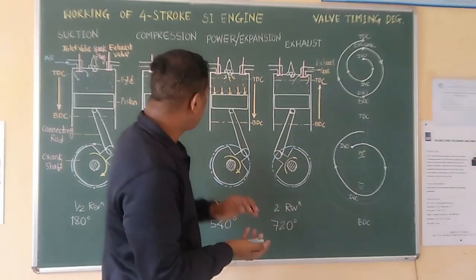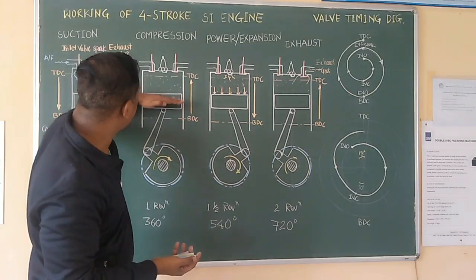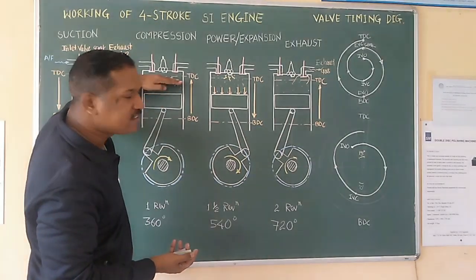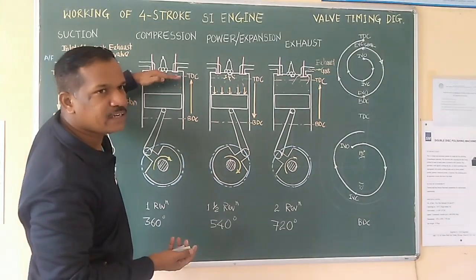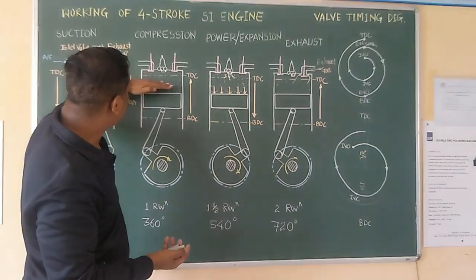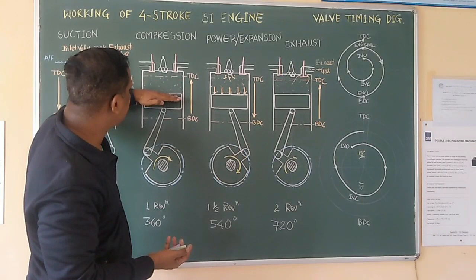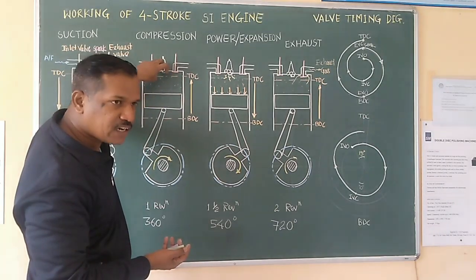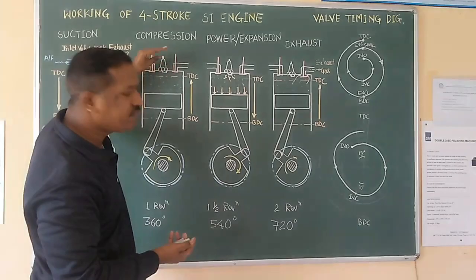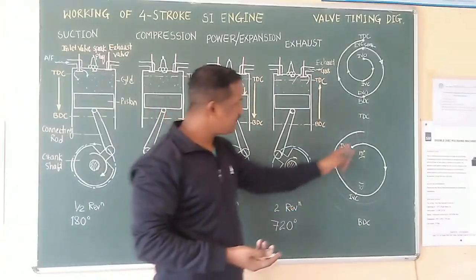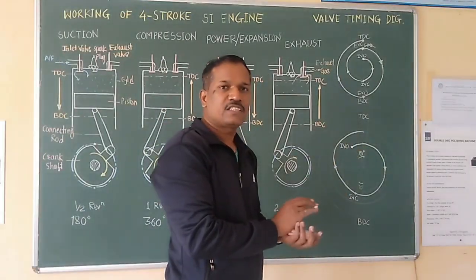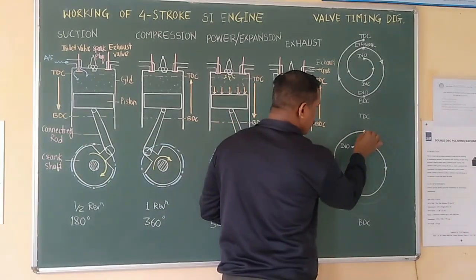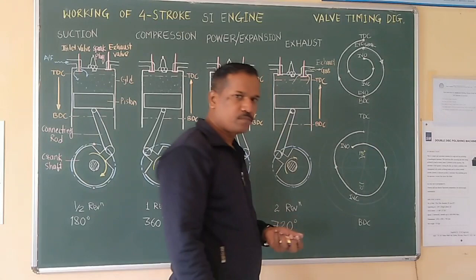And no doubt compression will continue until the piston reaches TDC, because after TDC there is no upward movement of the piston. So whatever the position of the piston up to TDC, whatever the charge size, the entrapped charge is definitely going to be compressed. So compression ends when the piston's upward movement ends, that means here. So compression ends at this point.